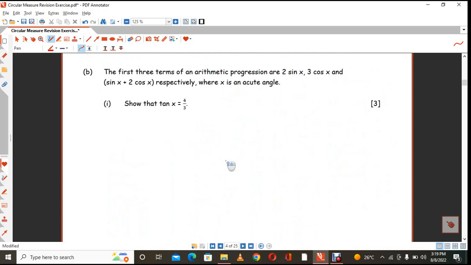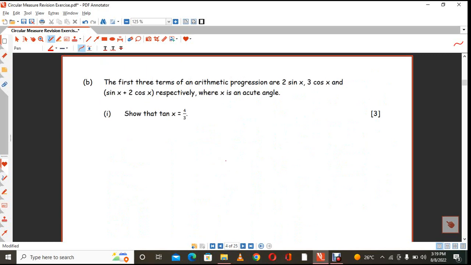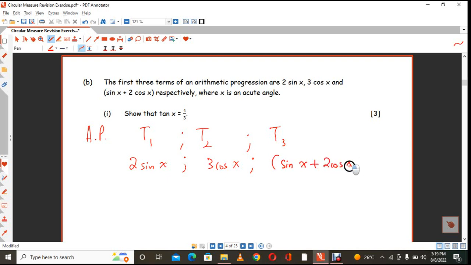There's a B part. The B part says the first three terms of an AP. So I know now this is an arithmetic progression. The first term, term 1, is nothing but 2 sine x. Term 2 is nothing but 3 cos x. And term 3 is nothing but, in brackets, sine x plus 2 cos x.